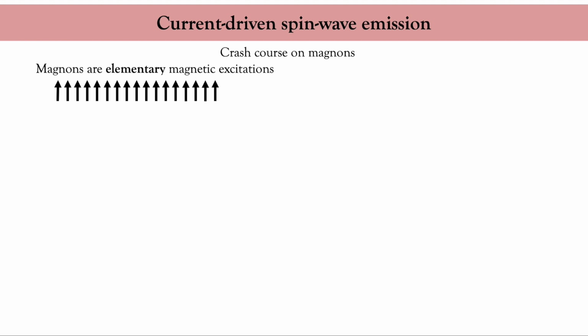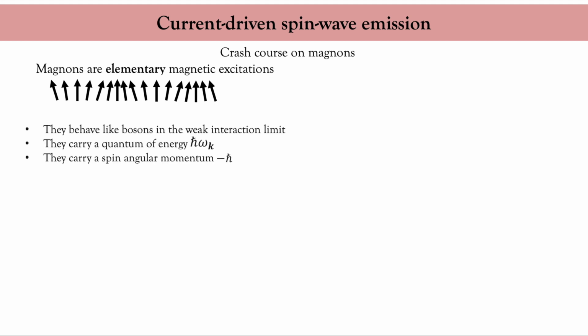Now is probably a good time for a crash course on magnons. Magnons are elementary magnetic excitations. If you consider a spin chain, a magnon corresponds to the flip of one magnetic moment. Because flipping one spin costs a lot of exchange energy, the spin chain prefers to accommodate a delocalized collective excitation. This collective excitation is called a magnon. Because it corresponds to a spin flip, the magnon has a spin of minus h bar, so it's a boson and it carries a quantum of energy.